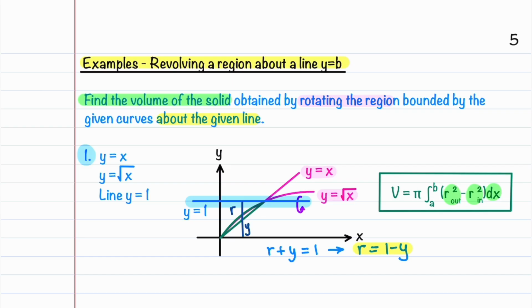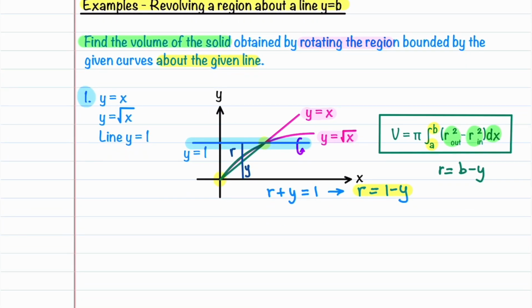If you don't want to figure out what r is each time, you can remember that there is a formula that r is equal to b minus y when the axis of rotation lies above the region. Now that we know what r is, we need to find our two intersection points. This is going to be a and b in our formula.